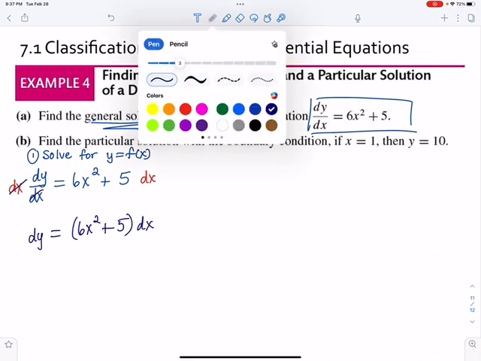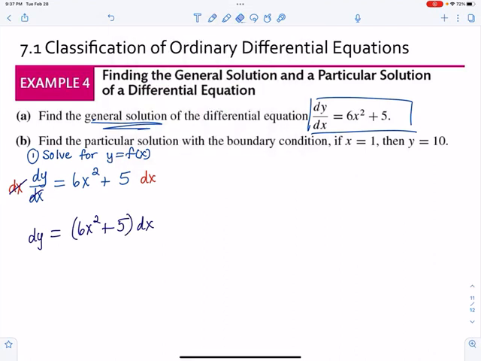We are going backwards, so we're going to integrate. We have to take our derivative, our differential equation, and get back to the original. So I'm going to introduce the integral symbol on both sides. Properties of equality allows me to do that. This is called separable differential equations.